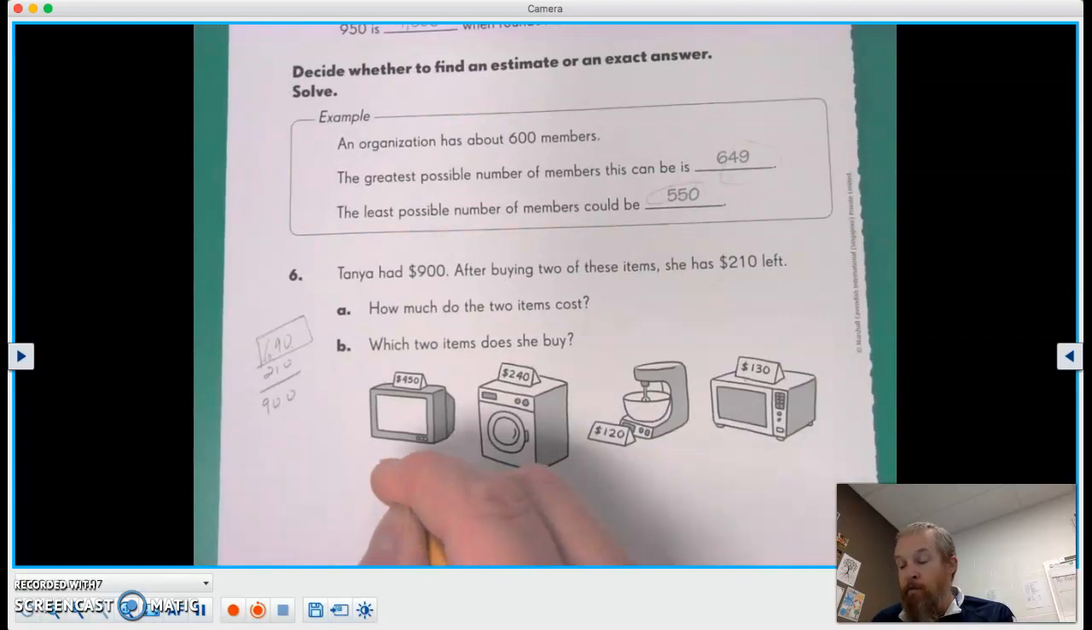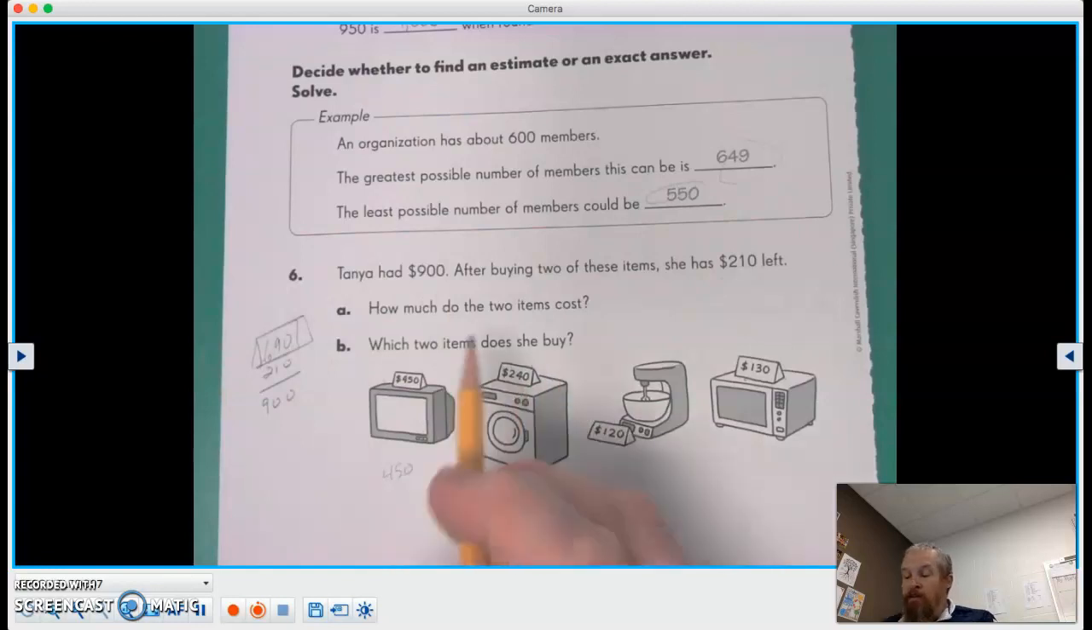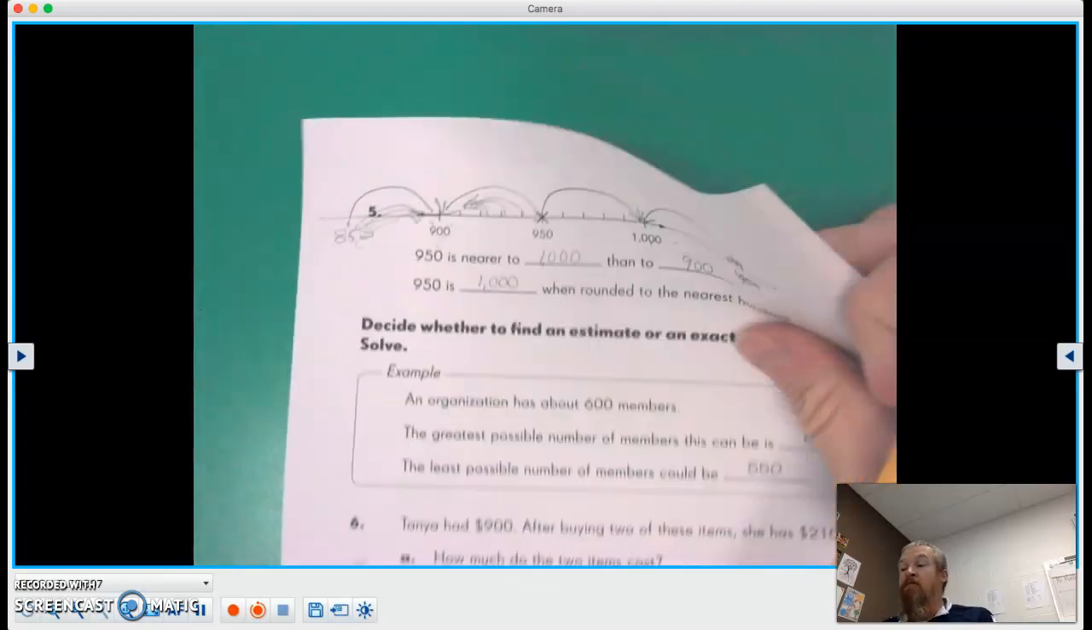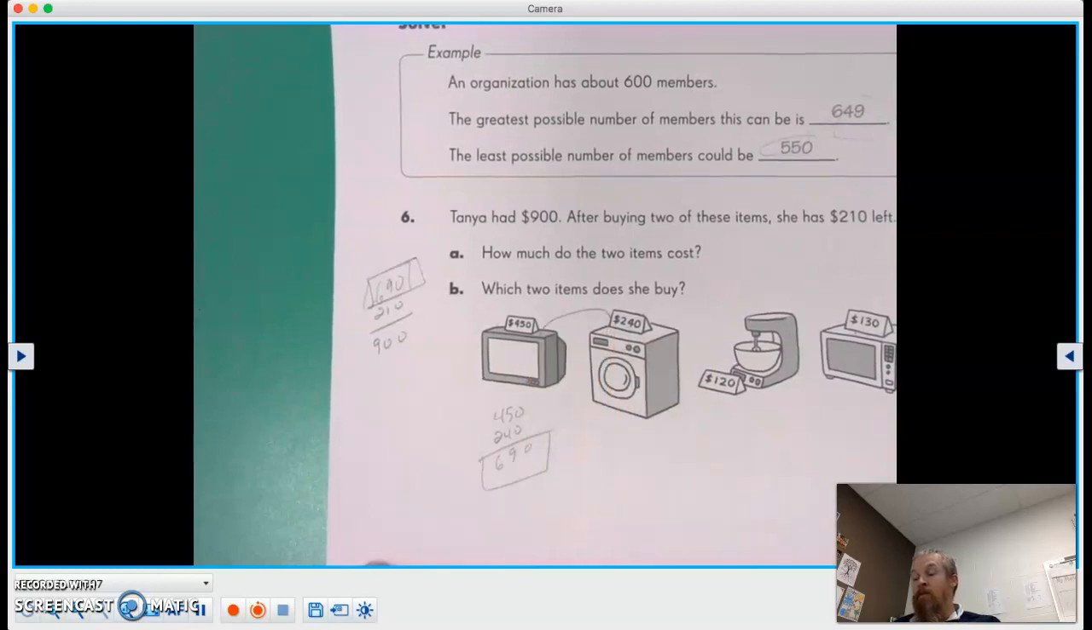If we have 450 for the TV, and again, we're trying to get up to 690, right? So 450, let's just try the next one. 240. It just so happened to work out that it is $690 for these 2.